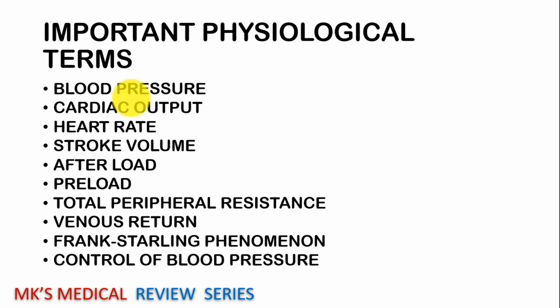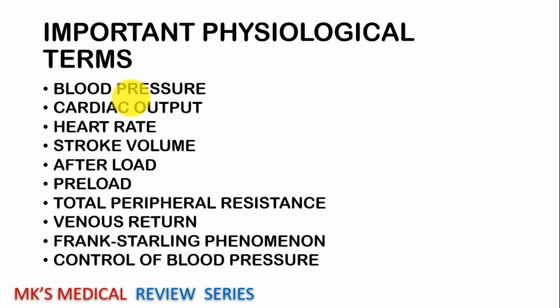So cardiac output is pretty much the amount of blood pumped out from each ventricle within a minute. So the total amount of blood that's pumped out from each ventricle within a minute. So from the left ventricle and from the right ventricle, you have 5 liters per minute of blood being pumped out as your normal cardiac output.